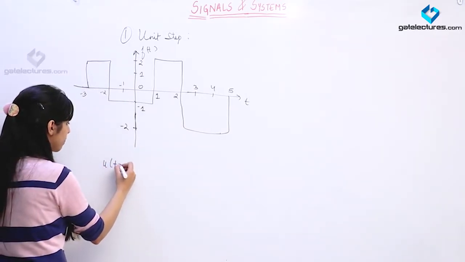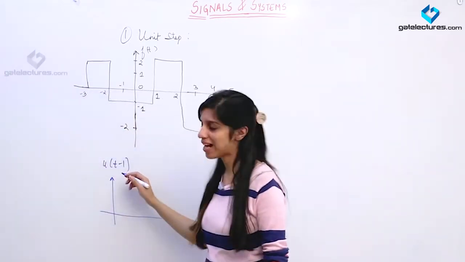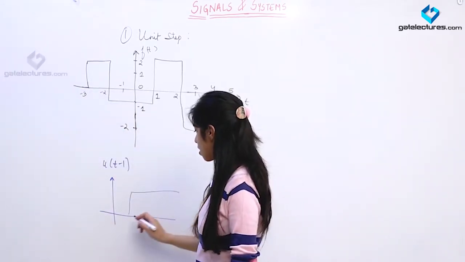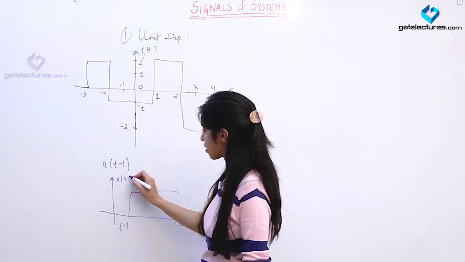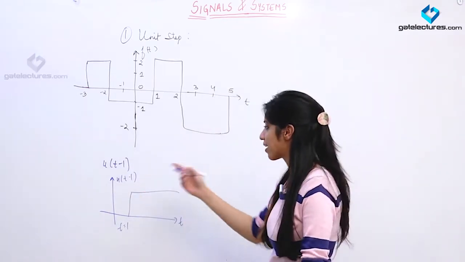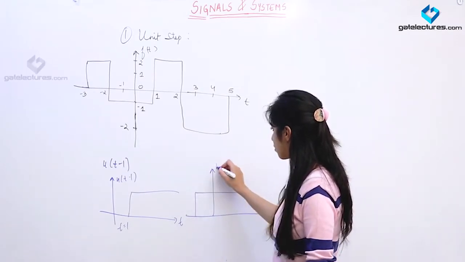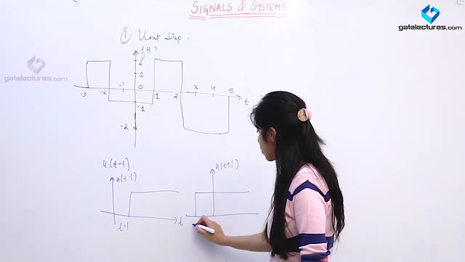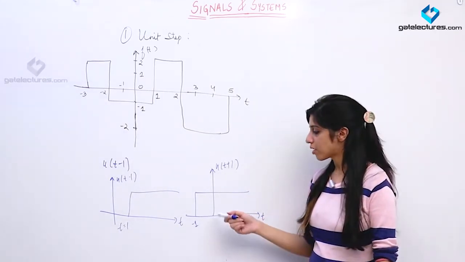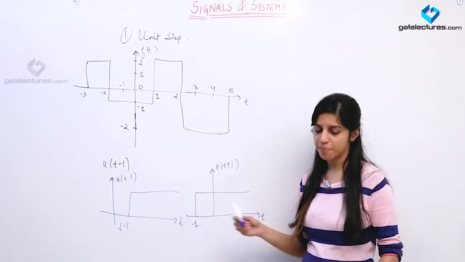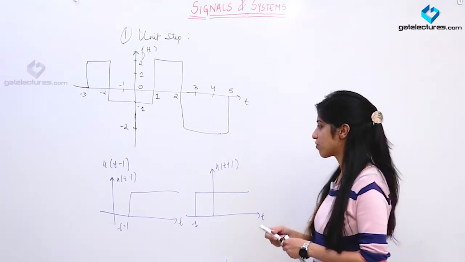Suppose I draw u(t-1). u(t-1) is a shifted step signal which is going to begin at t equal to 1. So this is how u(t-1) is going to look. And another signal that I have is u(t+1). This u(t+1) is going to begin at t equal to minus 1. So this is how u(t+1) is going to look. Now see, these are two shifted step signals. By adding and subtracting these two signals, I can have a variety of signals.